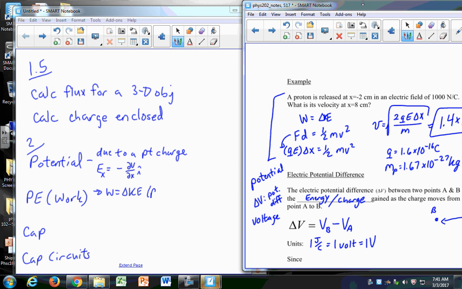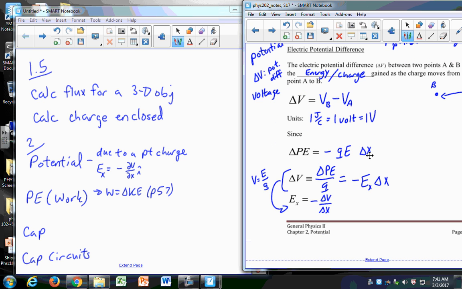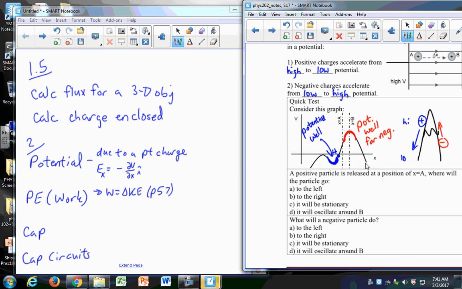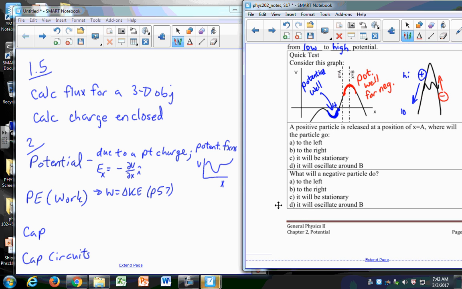It becomes pretty important later when we get into mass spectrometers. Potential difference, need to understand these potential functions. That's like when I have V versus X, and I can create wells in the potential function to isolate either positive or negatively charged particles. We had some questions about this. Quick test.